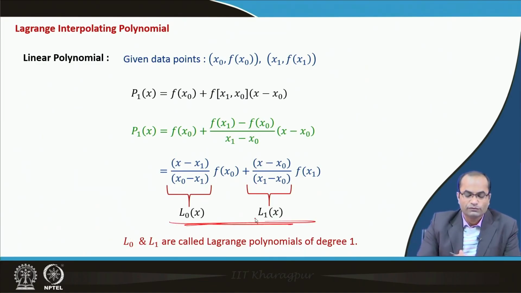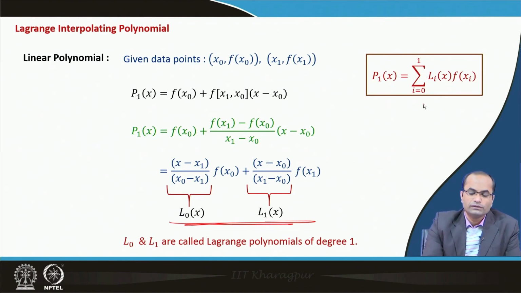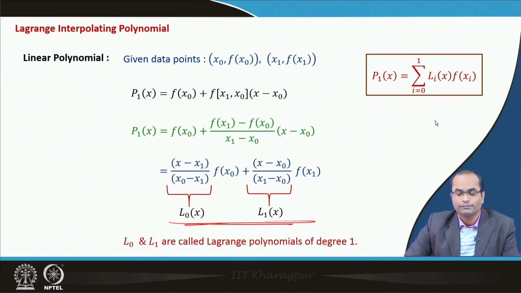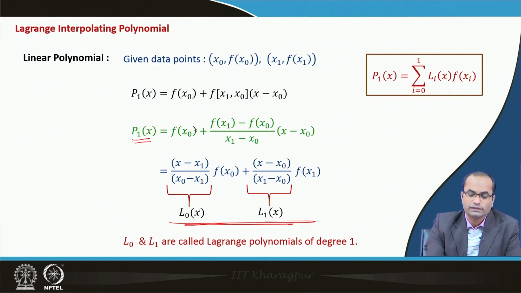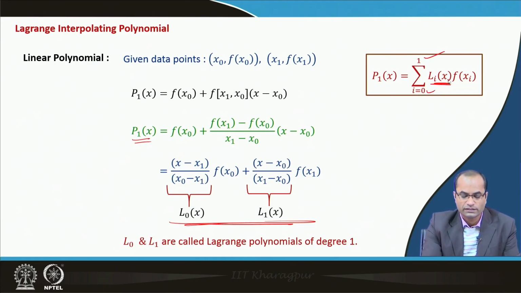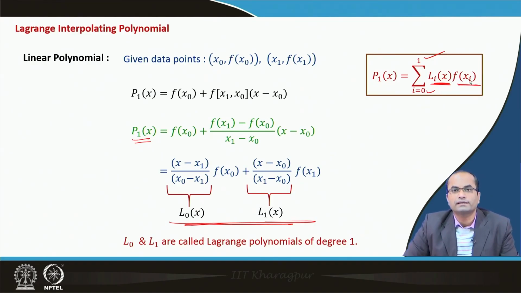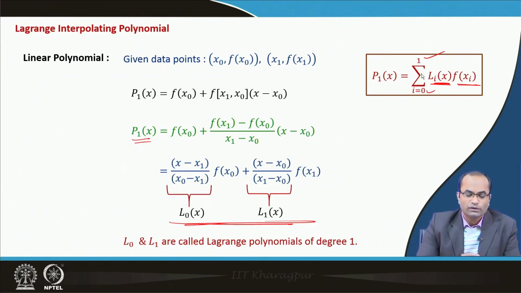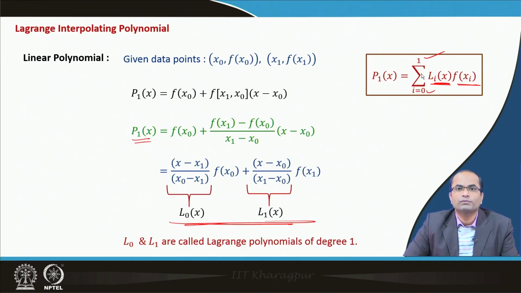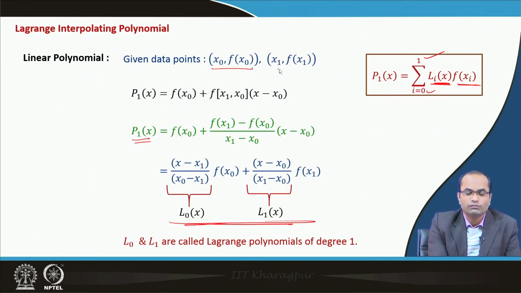Having this format, the beauty now is that we can write it in the form of a sum: P1(x) is the sum with i going from 0 to 1, of the so-called Lagrange polynomial of degree 1, L_i(x), times f(x_i), the value of the function at x_i. Beyond the Lagrange polynomial of degree 1, we can define Lagrange polynomials of degree 2, degree 3, etc., and depending on the given number of points we can generalize this formula. In this case we have only 2 points.